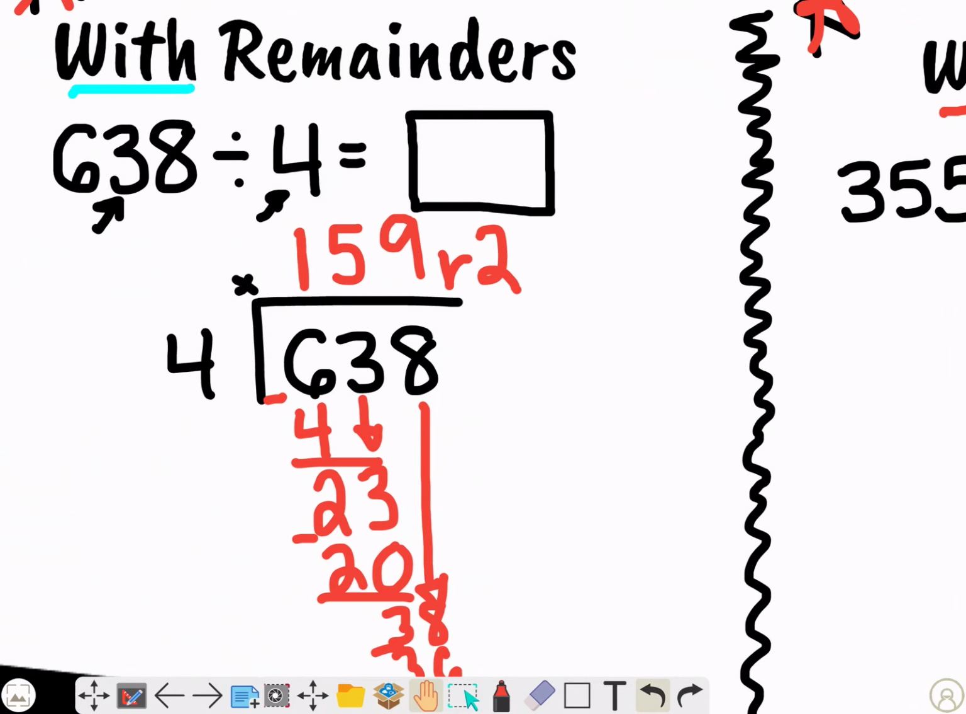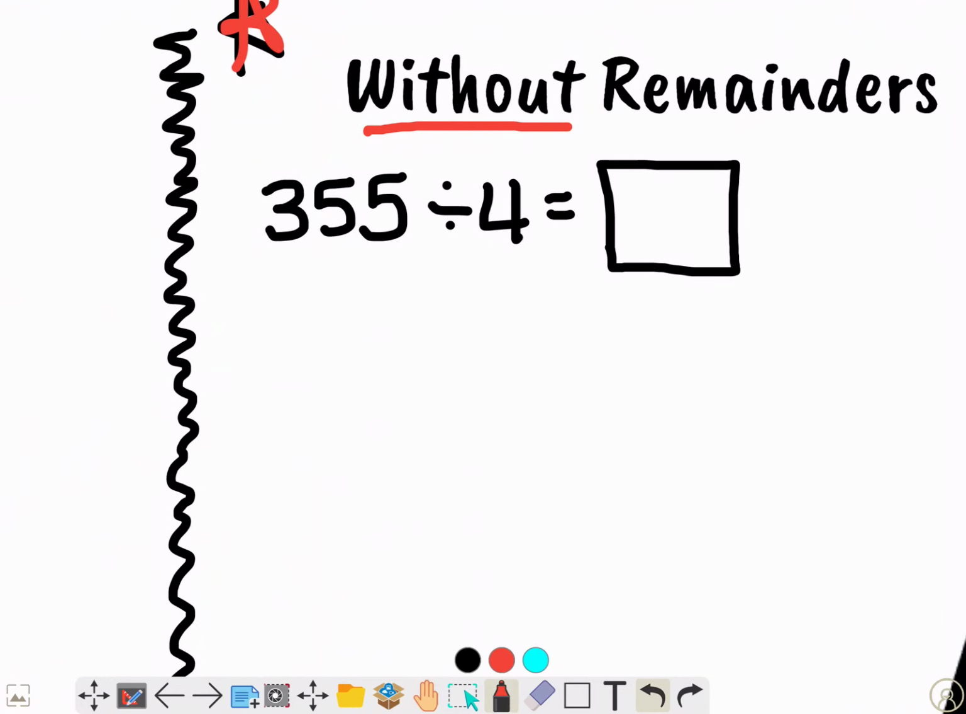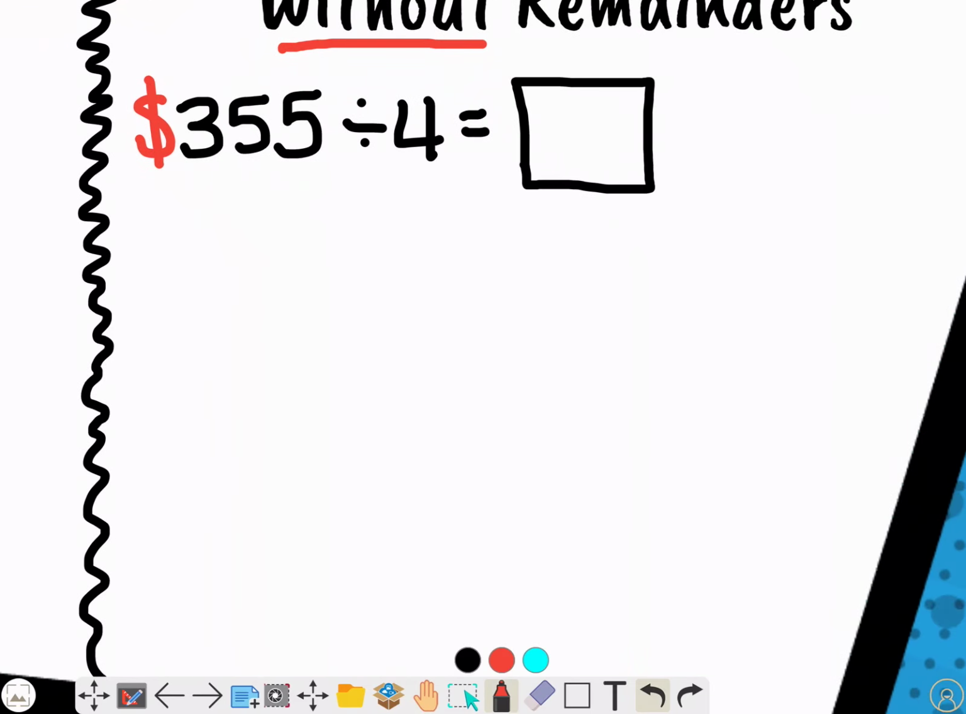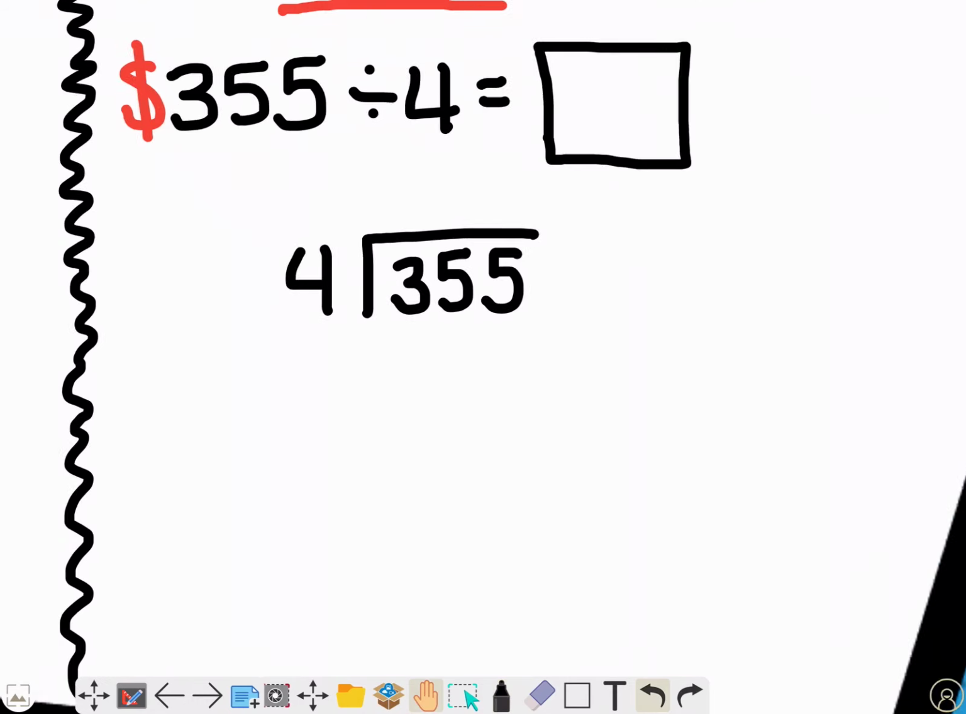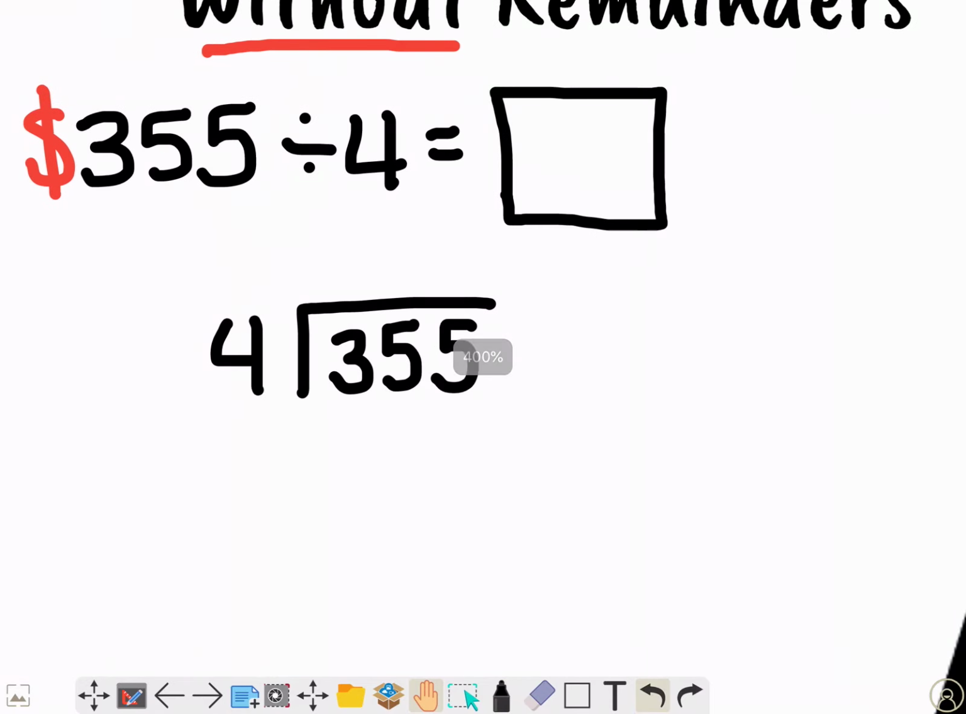There's no reason. But let's say we had $355 and you had 4 people. Well, then maybe you could break it apart. Once again, your first number, which is your dividend, is going to go inside the house. And your divisor, which is your second number, is going to go outside the house. So this is saying you have $355 and you have 4 people. How much money can each person get?